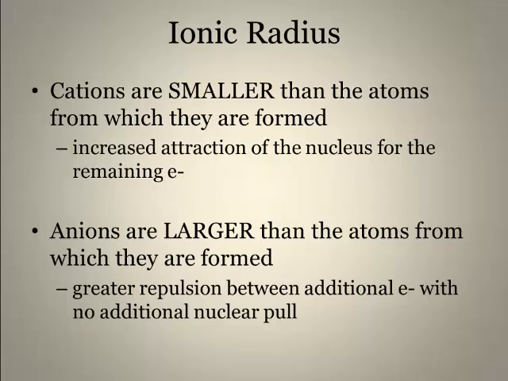To summarize what we saw in those two examples, cations, like sodium, are always smaller than the atoms from which they are formed because of the increased attraction of the nucleus for the remaining electrons. Anions, like chlorine, are always larger than the atoms from which they are formed because of the greater repulsion between the greater number of electrons with no additional nuclear pull.